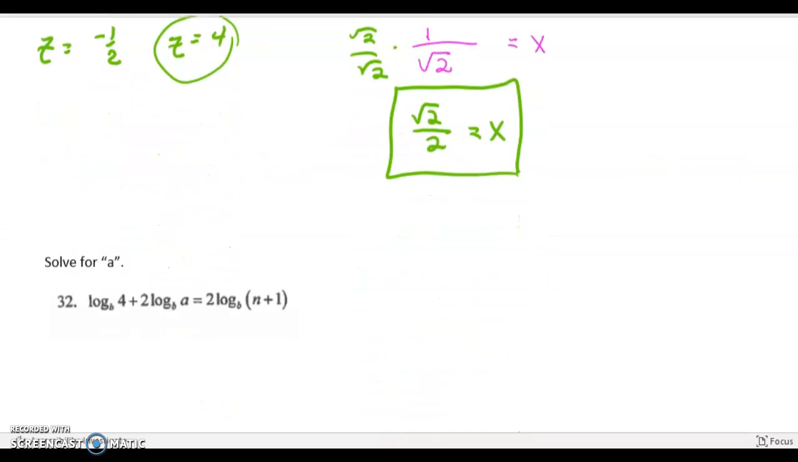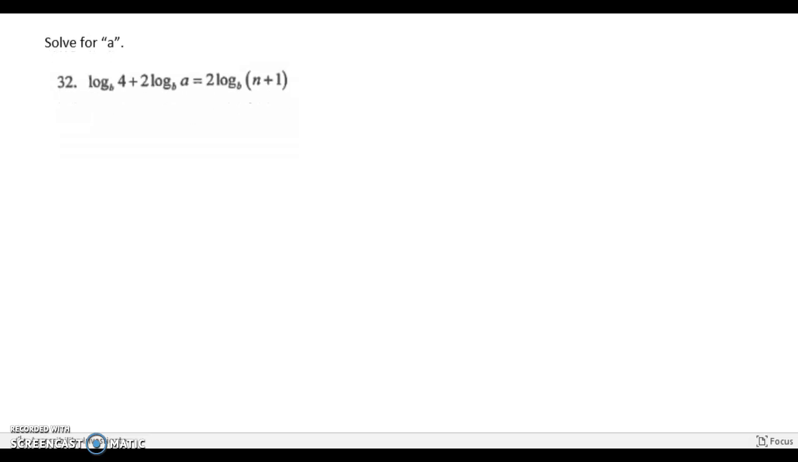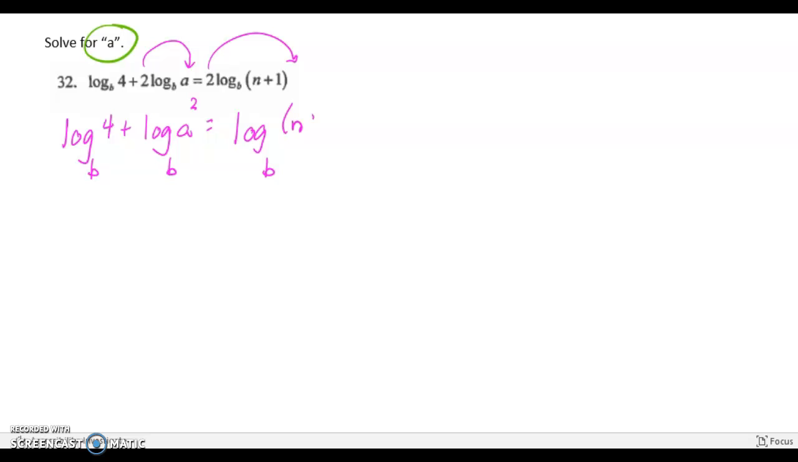All right, I think I might have one more example. So in this problem, it says to solve for a. All right, let's see if we can do that. So log base b of 4 plus, let's move the 2 back up over top. So we have log base b of a squared. And let's move this 2 over top. Log base b of n plus 1 squared.